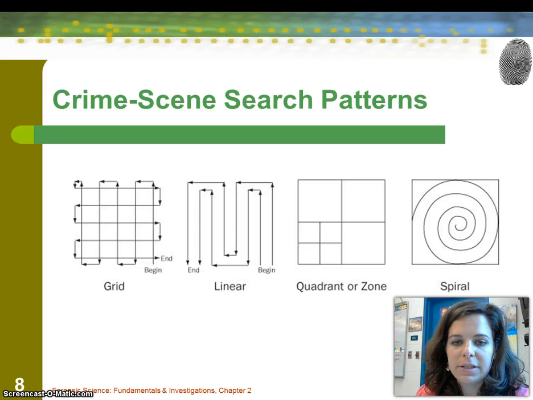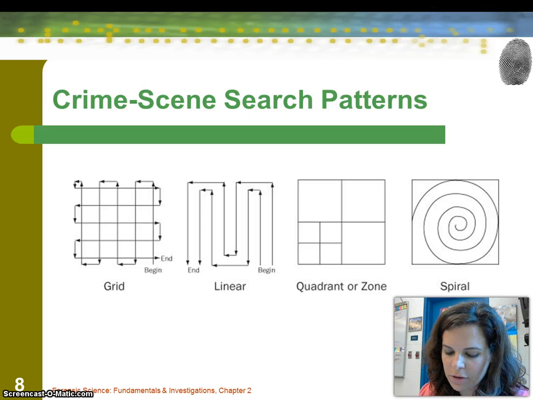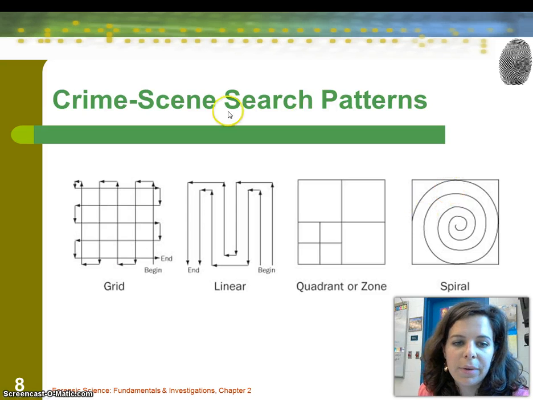So here are some crime scene search patterns, and you can draw them underneath where it says crime scene search patterns. We have a grid, where you begin one way and go back and forth through the crime scene, and then you switch and go back and forth the other way. We're looking for evidence here, so we want to be very systematic.